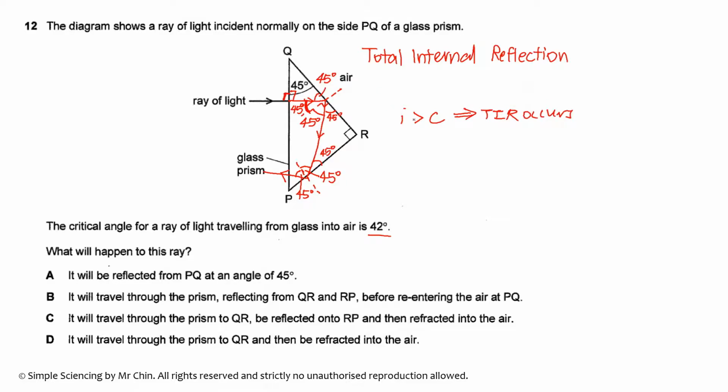Okay, this is the key concept. So what will happen to this ray? By tracing the path of light, you realize that the answer is B. It will travel through the prism, reflecting from QR and RP before re-entering the air at PQ.